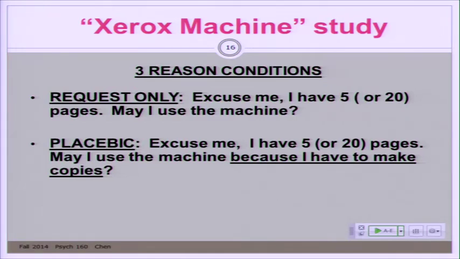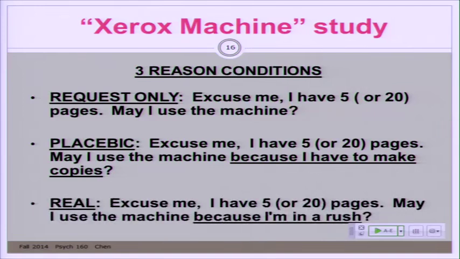In a third condition, the Confederate says, excuse me, can I cut in front of you? I have 5 or 20 pages. May I use the machine because I'm in a rush? A real reason. And what they were interested in here, the dependent variable, is the percentage of participants in each condition who complied with the Confederate's request for a small favor or a big favor.